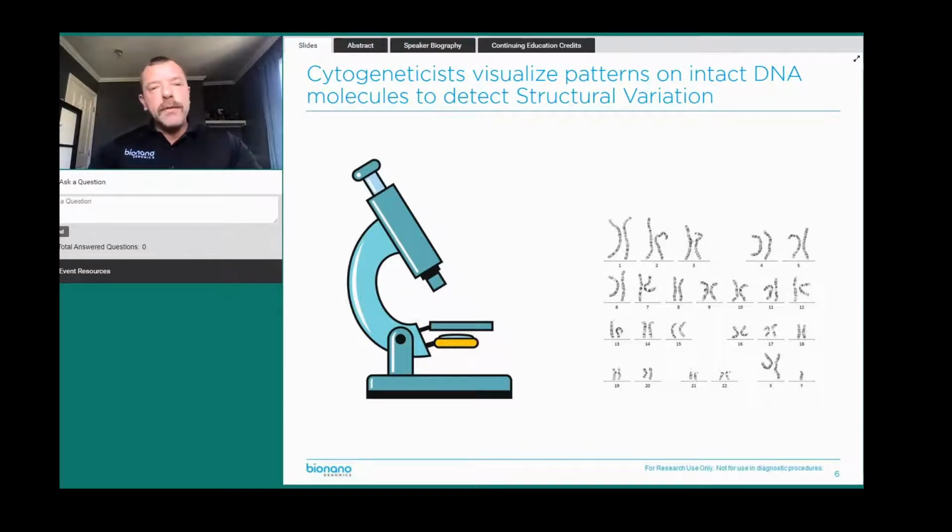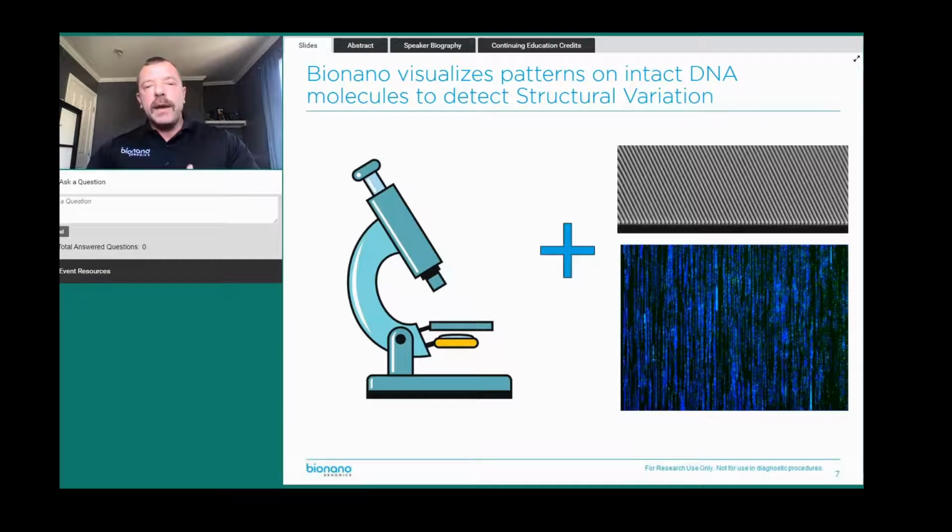And the reason why this is such a robust technology is because they visualize patterns on intact DNA molecules, and they look at changes in these patterns to identify rearrangements of the genome. And that's really what Bionano does as well. But instead of a karyotype, we use nanochannel arrays to massively parallel linearize extremely long DNA molecules, megabases in length. And then we place more patterns on these molecules.